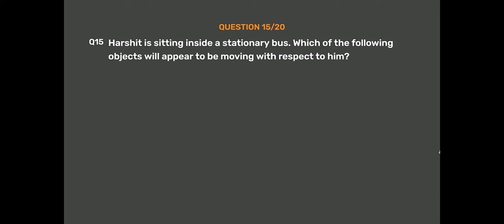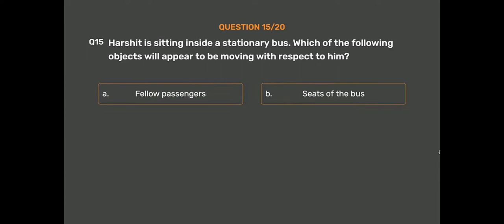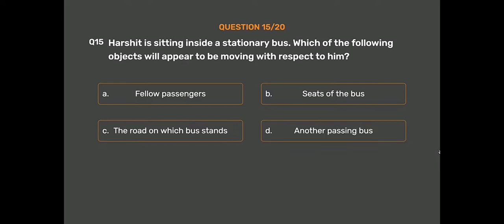Question number 15. Harshit is sitting inside a stationary bus. Which of the following objects will appear to be moving with respect to him? Option A. Fellow passengers. Option B. Seats of the bus. Option C. The road on which the bus stands. Option D. Another passing bus.